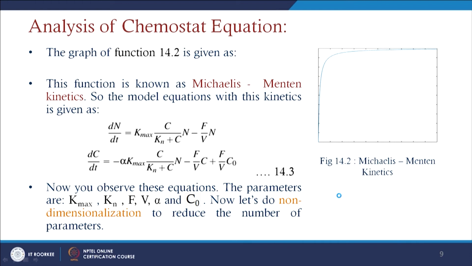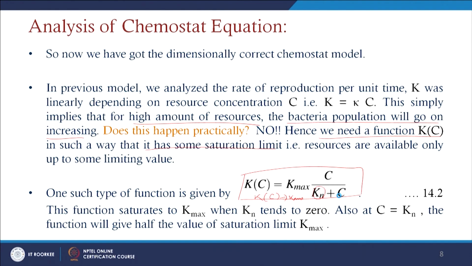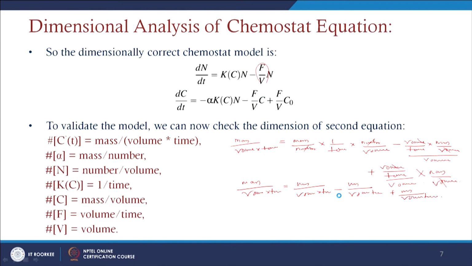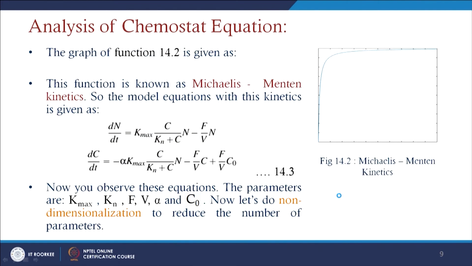And this model with this kinetics will be given as, if you replace here dn by dt as kcn minus f by vn here, it can be written as k replaced by k max into c by kn plus c, into n minus f v by n.